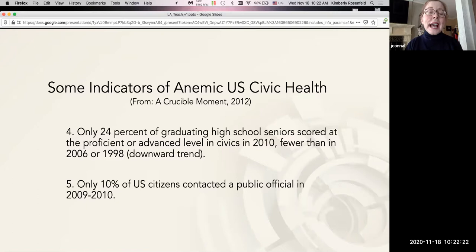And then the last indicator pointed out by Crucible Moment is that only 10% of our citizens contacted a public official in 2009-2010. Why is that important? Well, if we are in a democracy and we participate in that, we have elected officials that we need to be in contact with. We need to even know who they are. So I want to turn it over to our next slide.